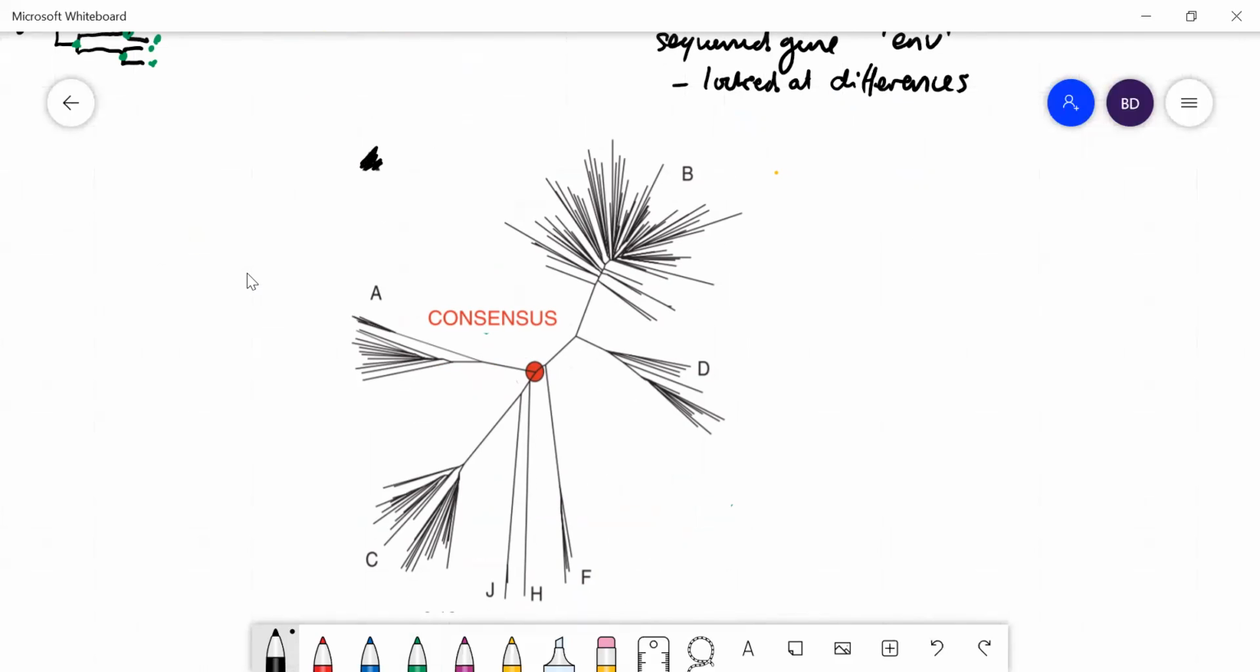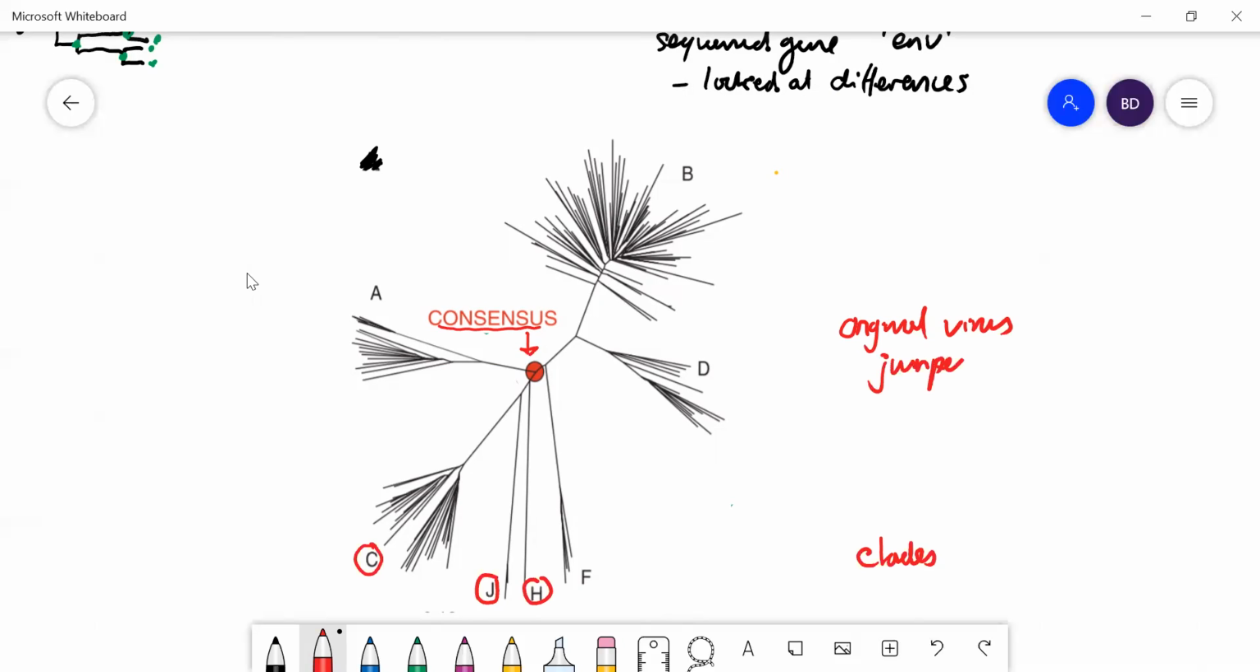But what these letters stand for, C, J, H, these stand for the different clades of the HIV-1 virus. Okay, and this here, the consensus sequence, they don't know what the consensus sequence is, but they're using a computer to guess what it would have been. That was the original virus that jumped ship from the chimpanzee to the humans. Okay, however long ago that was.